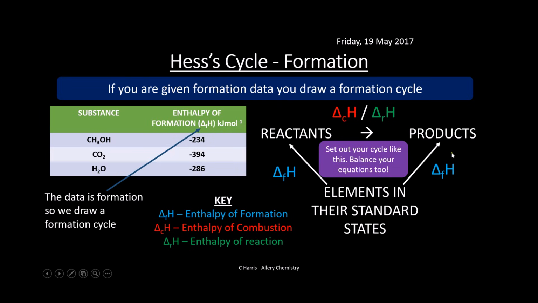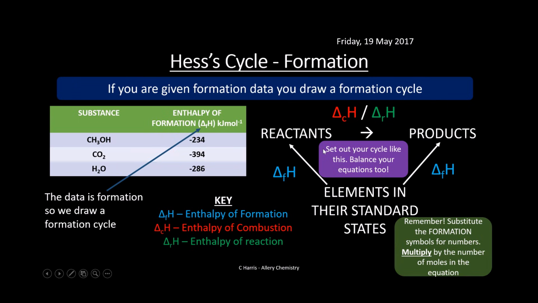The arrows going up represent enthalpy of formation. So it's delta FH, the enthalpy of formation. We set our cycle out here and make sure your equations are all balanced as well. Remember, we need to substitute the formation symbols here for the numbers, and we need to multiply by the number of moles in the equation. That's why it's really important to balance, because we need to multiply these moles.